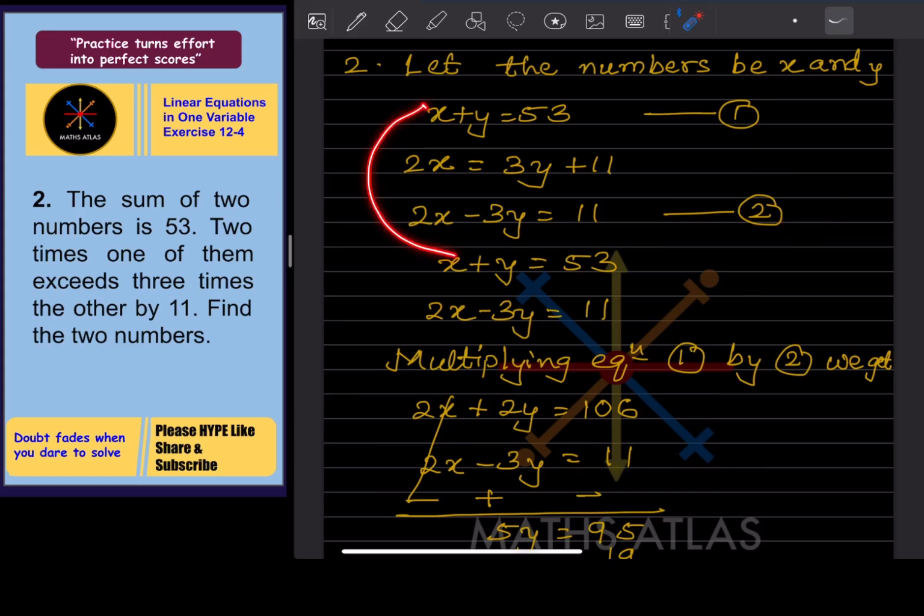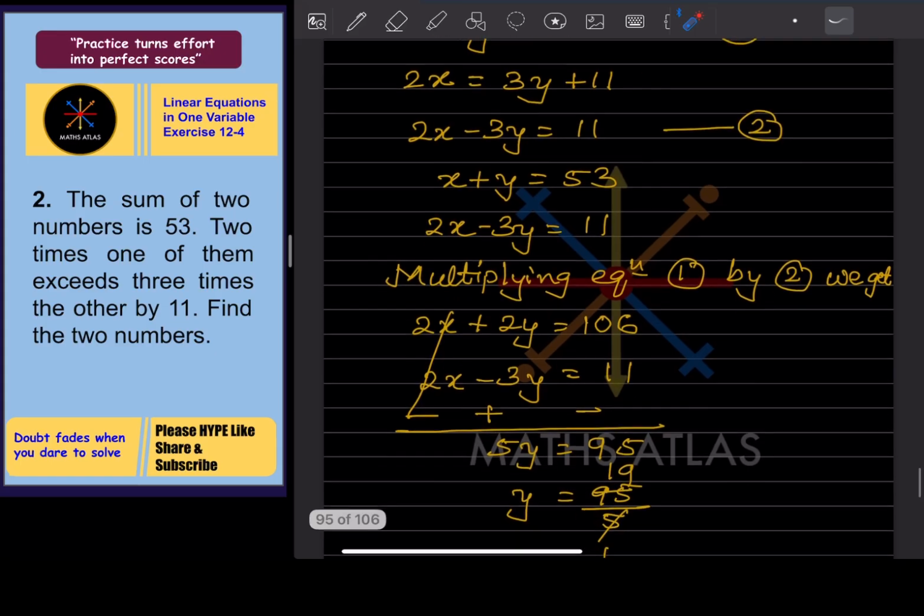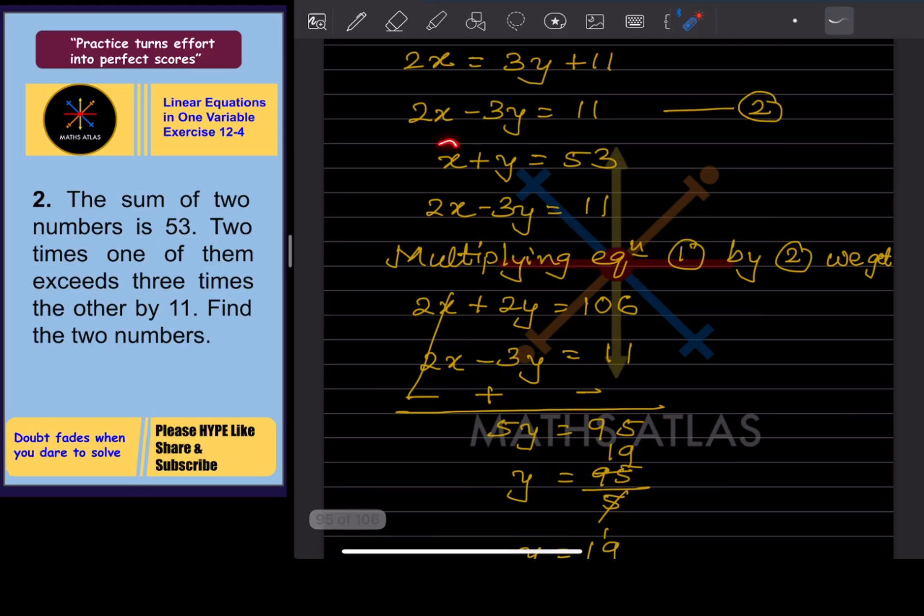So now let us bring these two equations here. Now we have to solve these two equations. We have to see that the coefficient should be the same. So this is 2. So here you are going to multiply by 2 because we have to eliminate one variable over here. So this x gets cancelled out here. So this will be 2x plus 2y, that is 106. So we can write here multiplying equation 1 by 2.